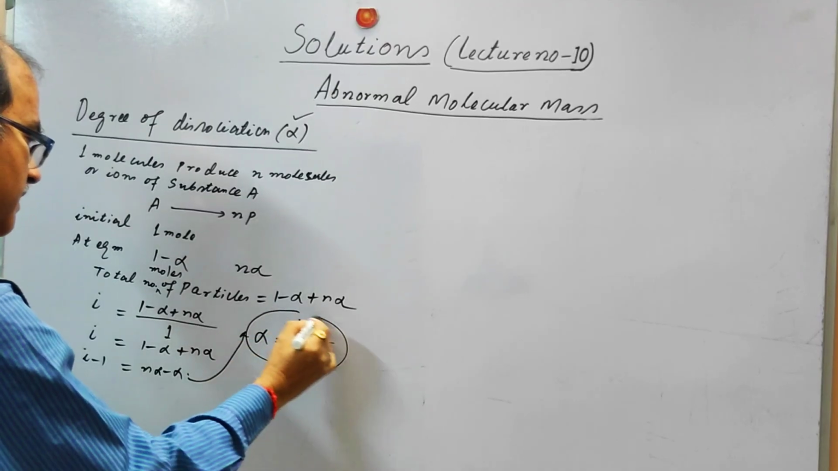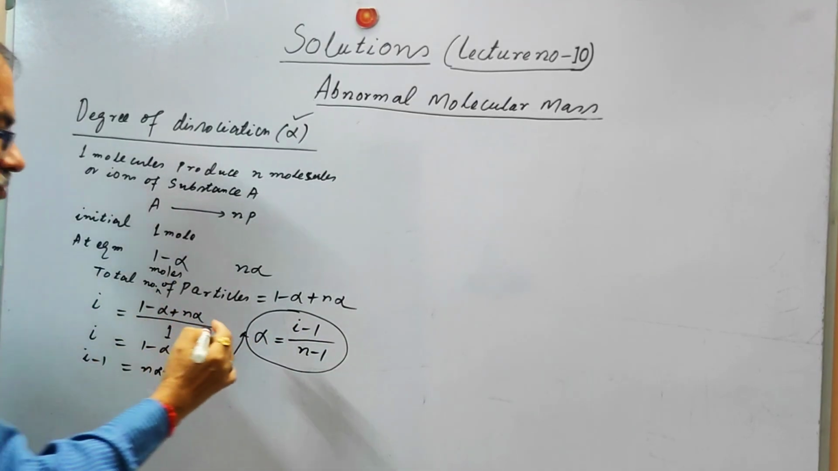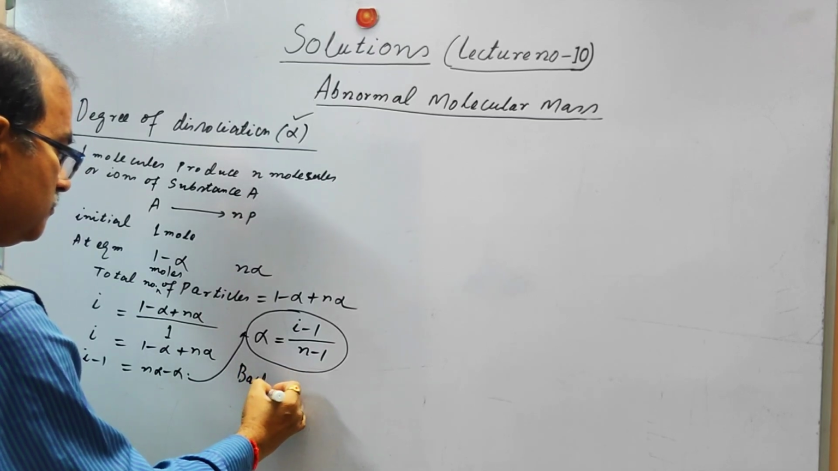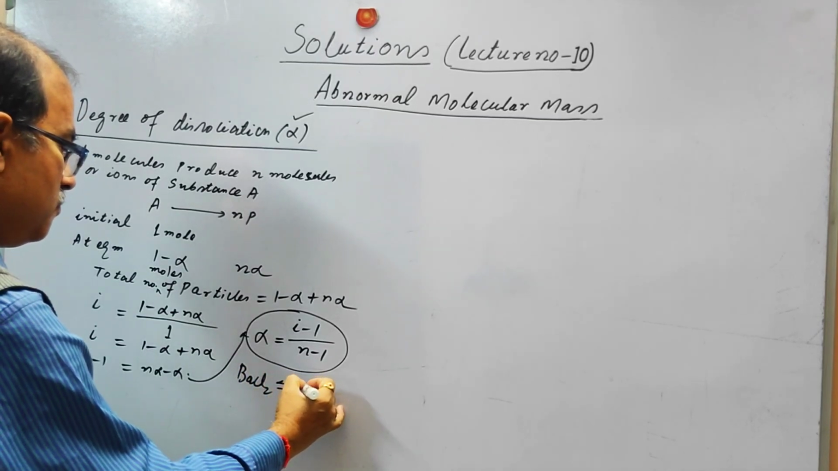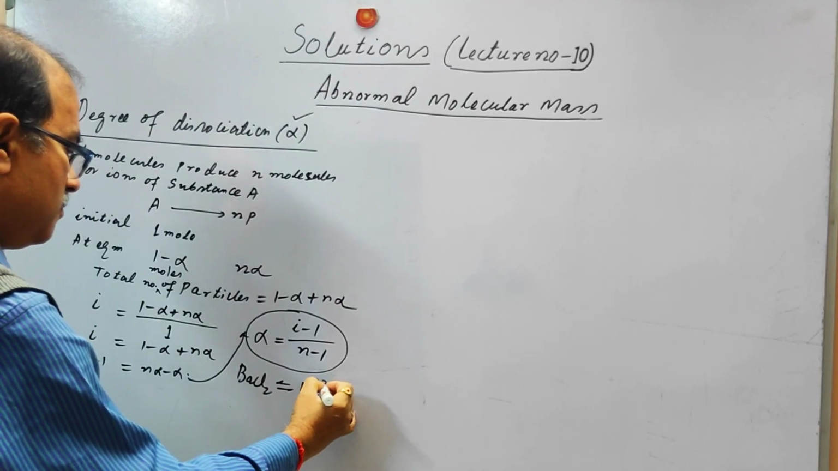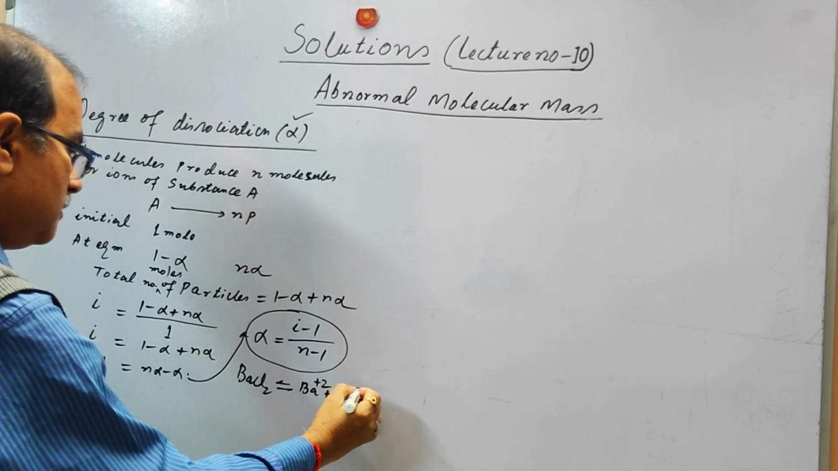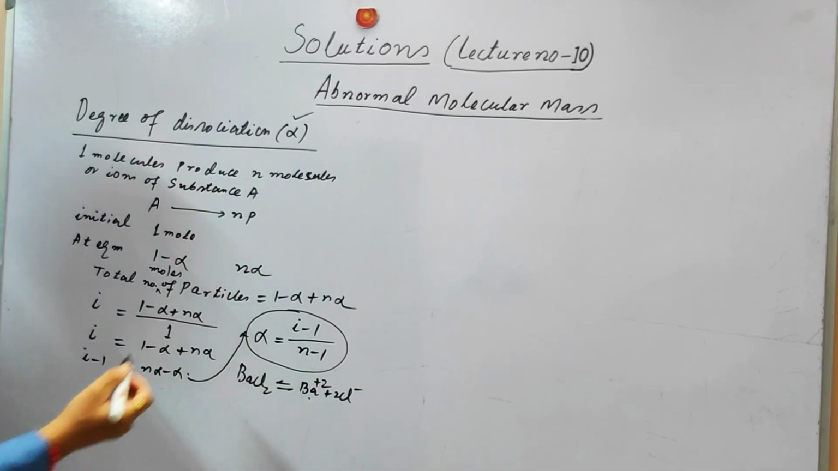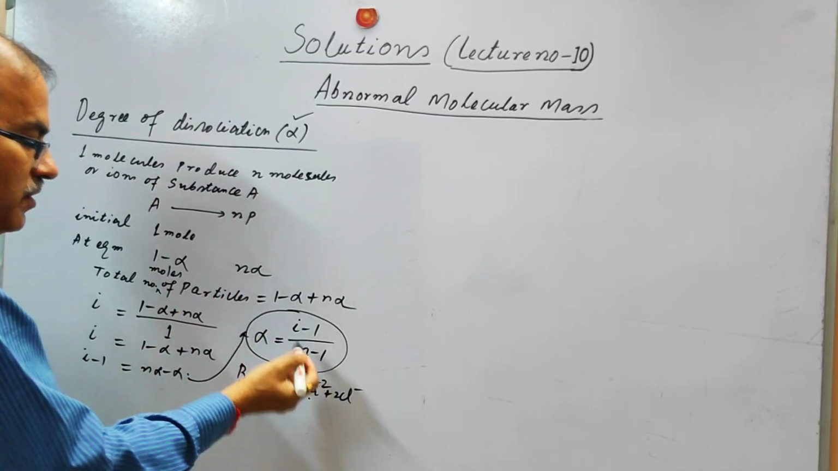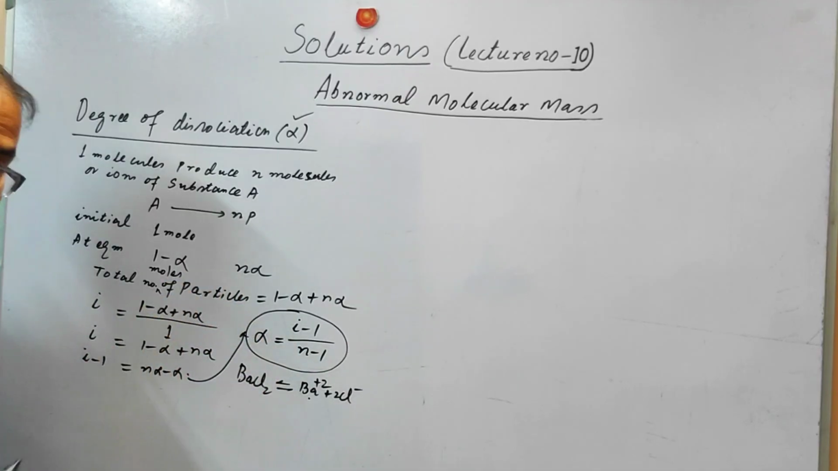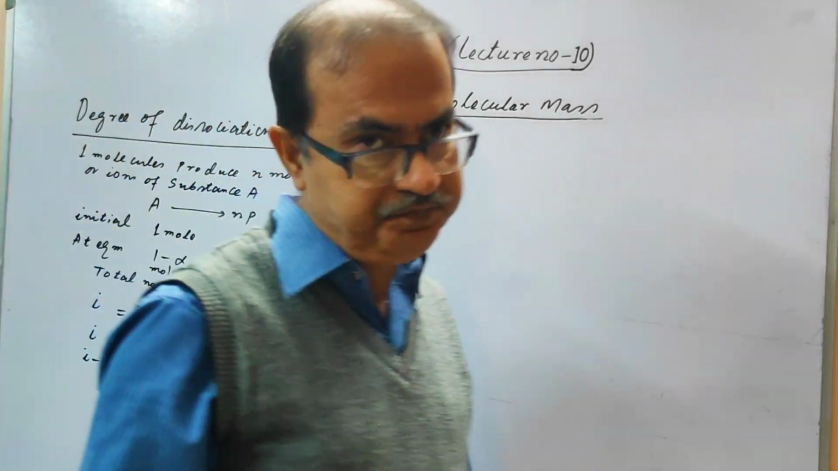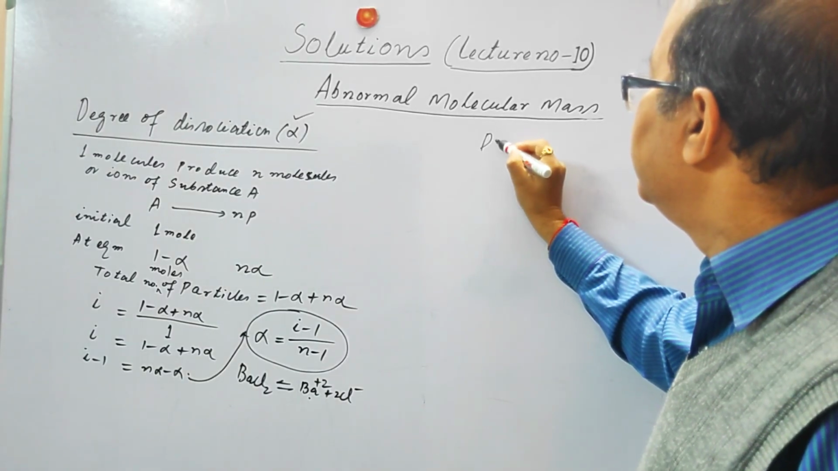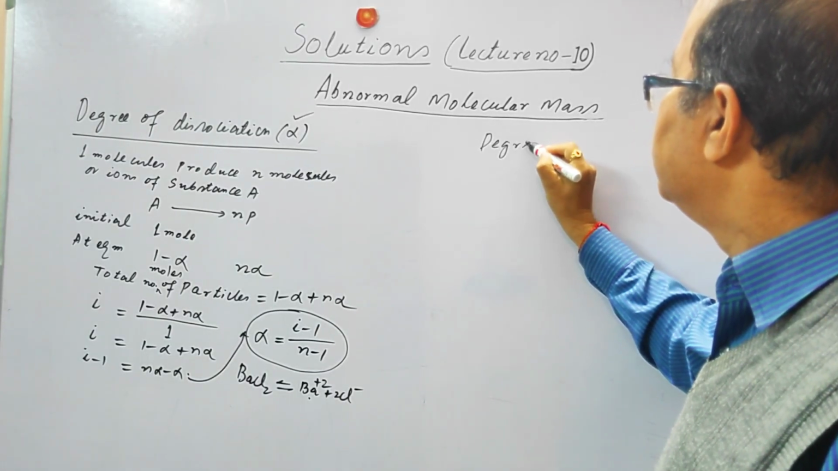So what is n here? n is the number of ions produced. Suppose BaCl2; for BaCl2 we know that the number of ions produced is 3, one Ba and two Cl, so n will be 3. So if we know the Van't Hoff factor and if we know n, then we can calculate the degree of dissociation.